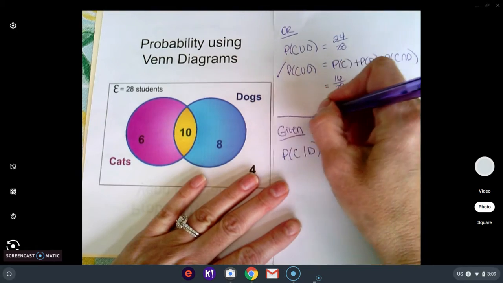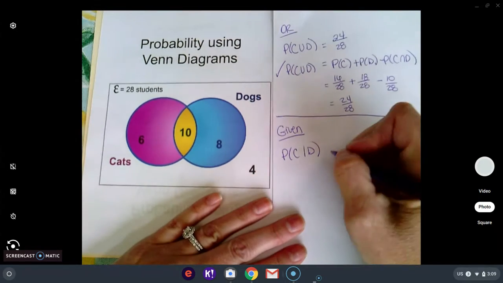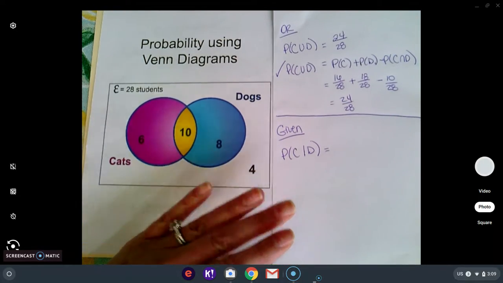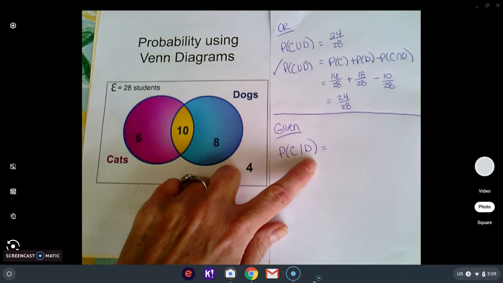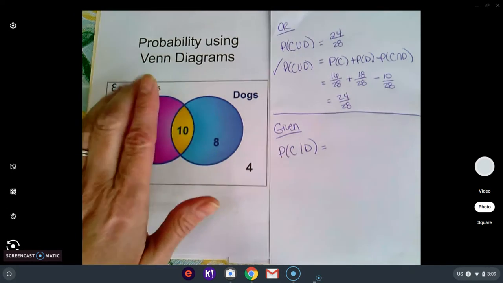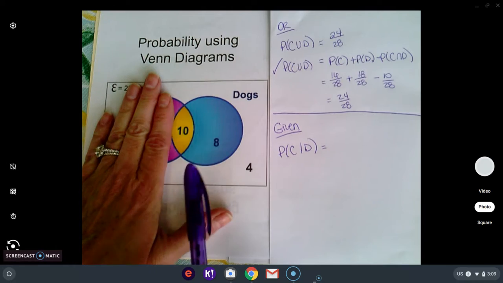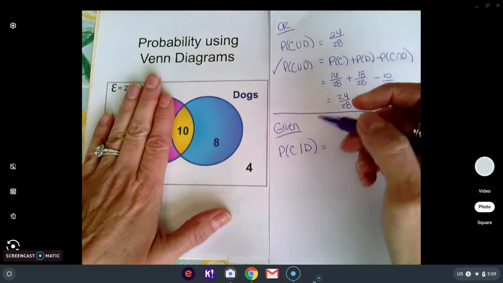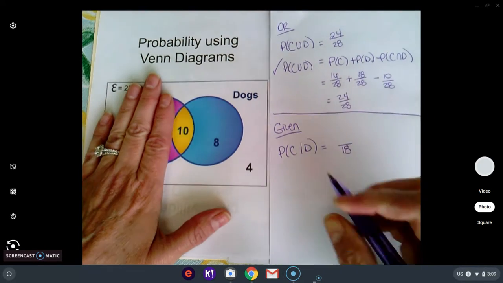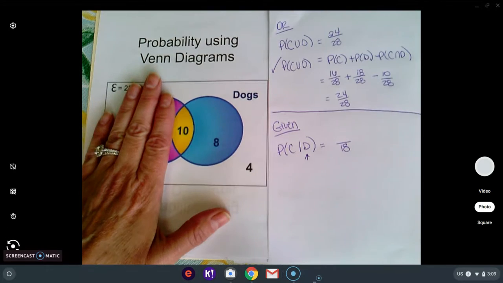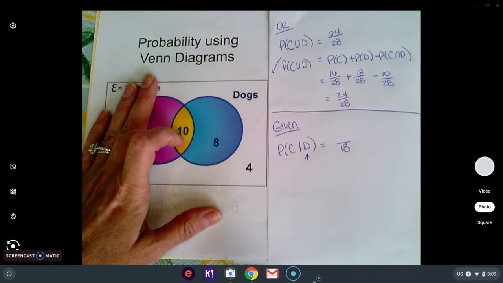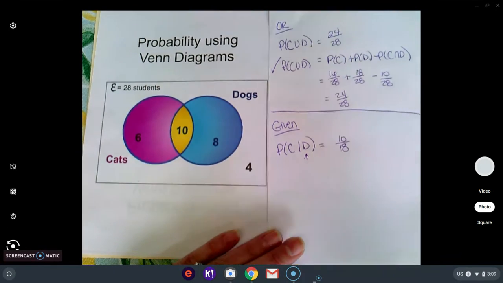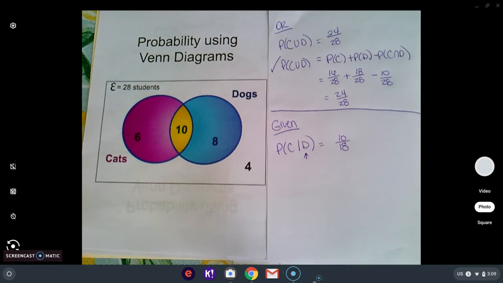Now, a formula for given. Intuitively the other day, we said, what is the probability someone has a cat given that they have a dog? So intuitively, we said, okay, we're just going to deal with these dog people right here. Out of 18 people who have a dog, that's our given. How many of those have a cat? Well, that's 10 of those. Okay, 10 out of 18.